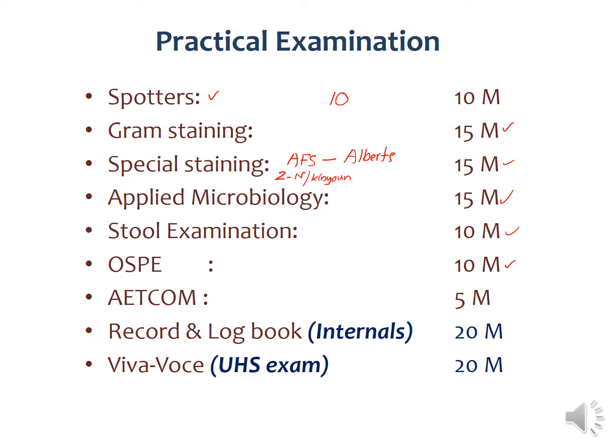That carries 5 marks, and then you have marks for record and logbook. But remember, this is only for internal assessment. In the place of viva voce, you will be given the marks for your record and logbook. And viva voce in the university examination has 20 marks. There will be 4 examiners, and each one will award 4 marks, and a total of 20 marks will be given to the student.